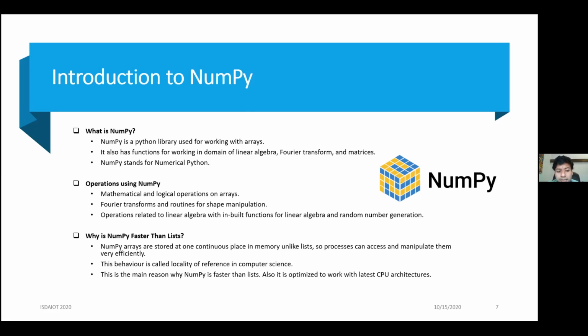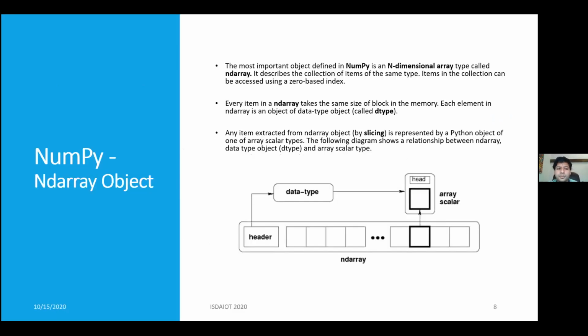The next question that comes to our mind is, why is NumPy faster than a list? A list is a data structure that you have already seen in our previous session. The NumPy arrays are stored in one continuous place in memory, unlike lists. So the process can access and manipulate them very efficiently. We'll see how it is stored. This behavior is known as locality of reference in computer science. This is one of the reasons why it can optimize for CPU architectures, and we can expect very fast performance.